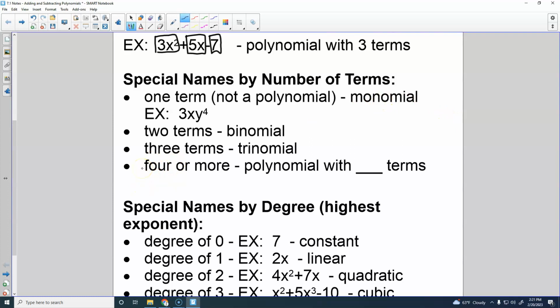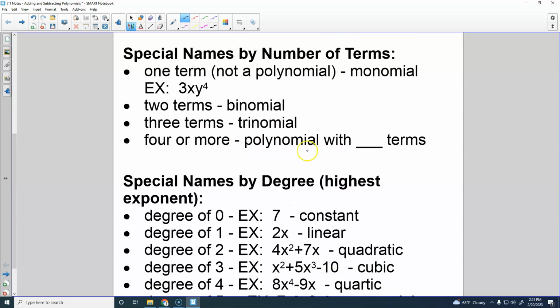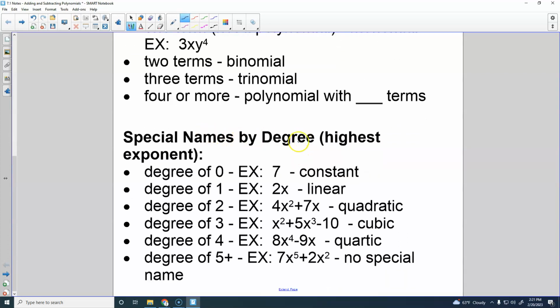If you have 4 or more terms, you would just call it a polynomial with 4 terms or 5 terms or 6 terms, however many terms you have. There's no special names once you get past 3. You can also name a polynomial based on its degree. Its degree is its highest exponent.